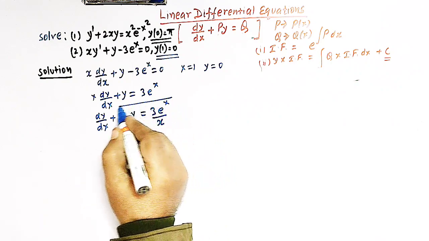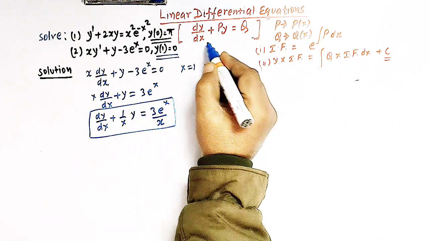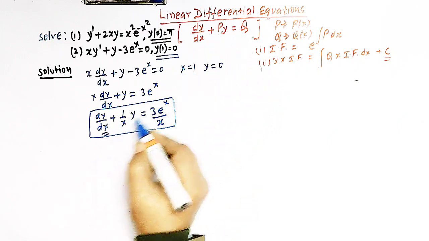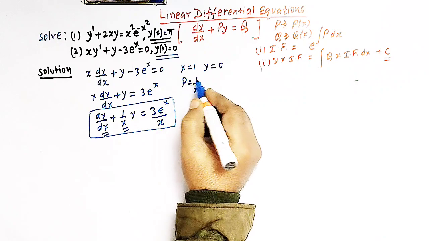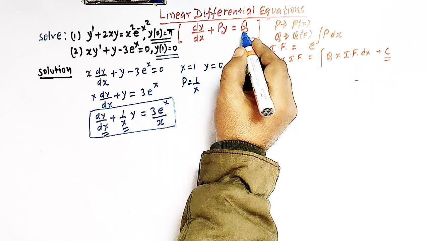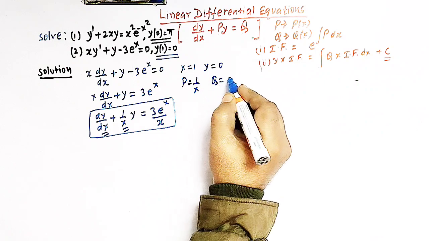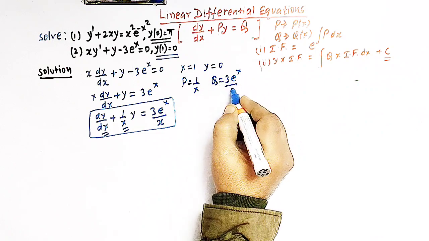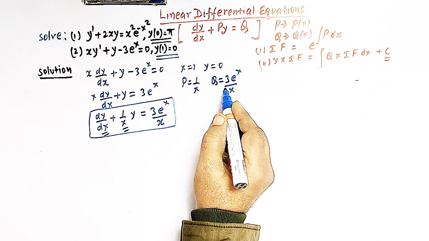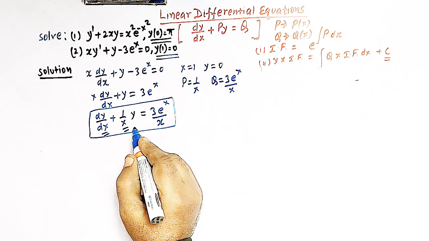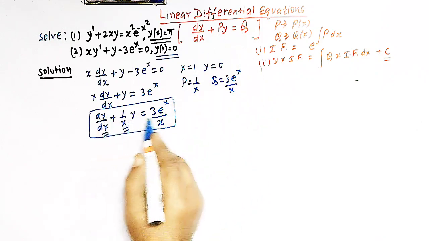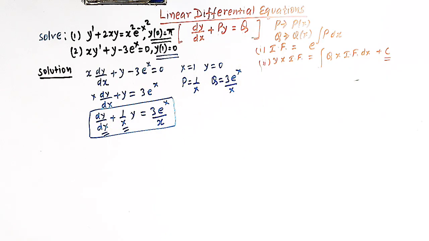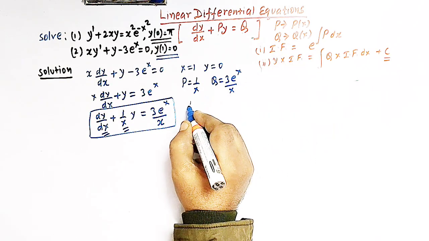So now we can see that this equation is similar to this one, dy over dx plus py equals q, and p is given by 1 over x, which is obviously a function of x, and q is given by 3 e raised to x over x, and both are functions of x, right? So this equation is a linear differential equation of this type, and the order and degree of this differential equation are both 1. So let us find out the integrating factor.